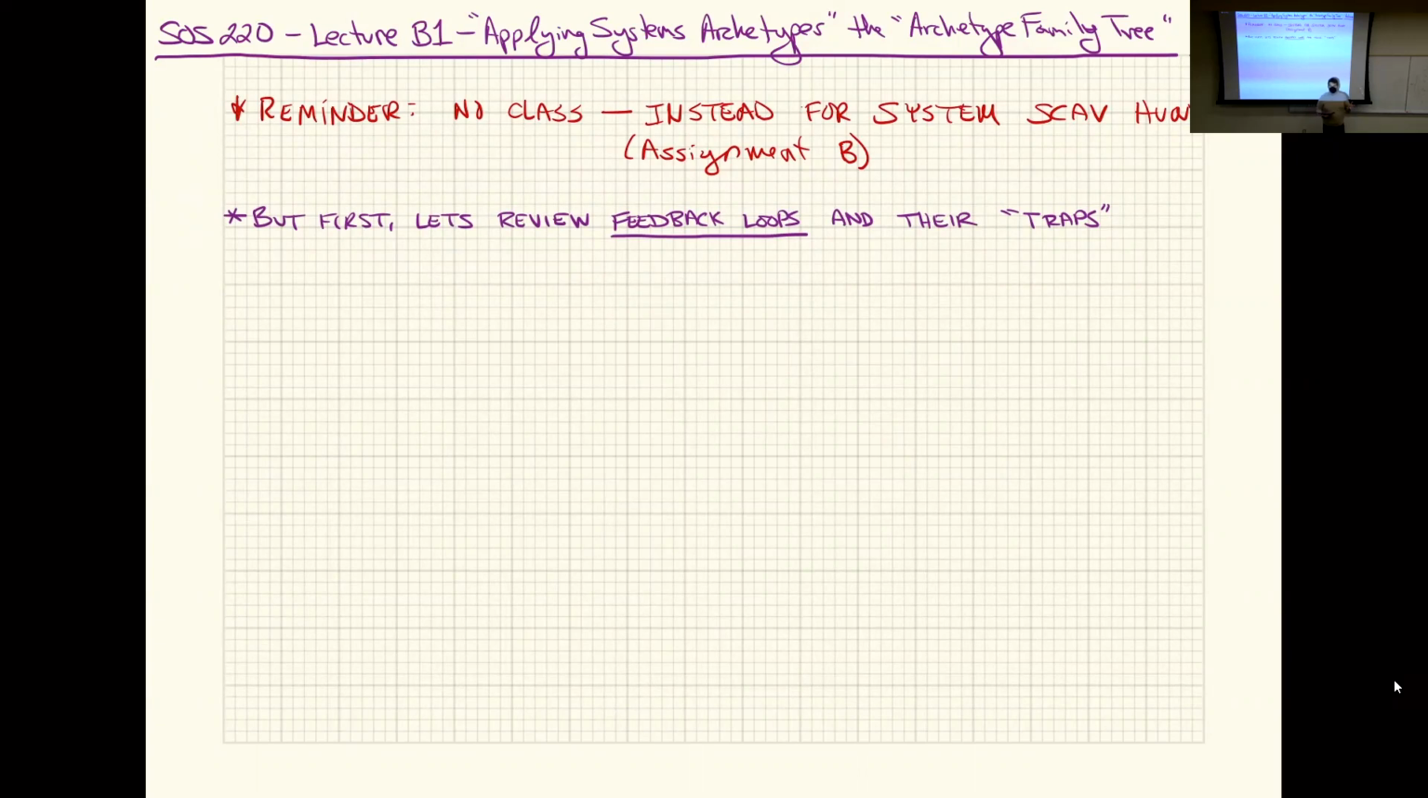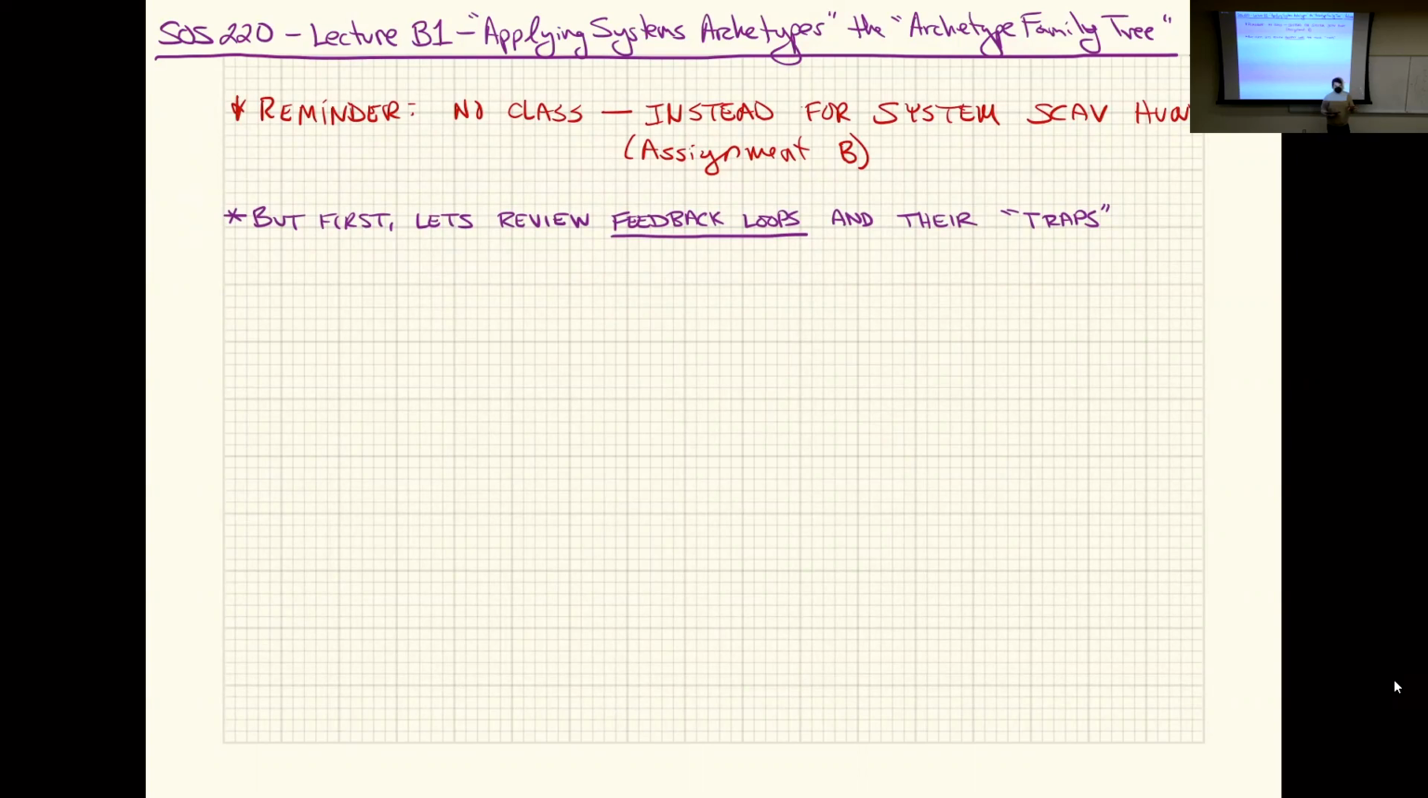So maybe you found a fixes that fail archetype. Maybe you found an escalation archetype. Maybe you found a tragedy of the commons. And so you'll point out to me how your causal loop diagram fits that archetype. And if you have any comments then about traps or leverage points or whatever, it's great to include that.